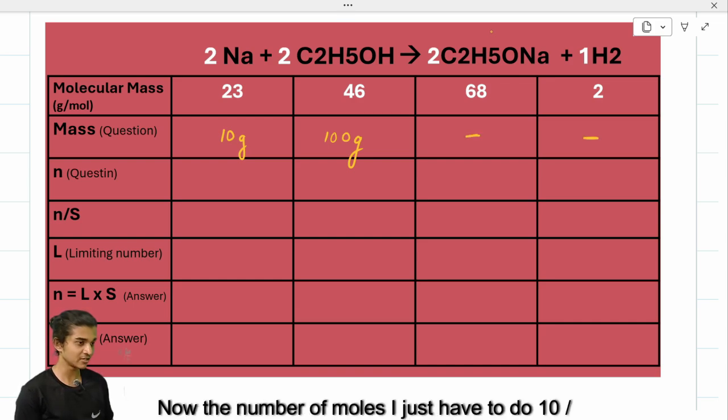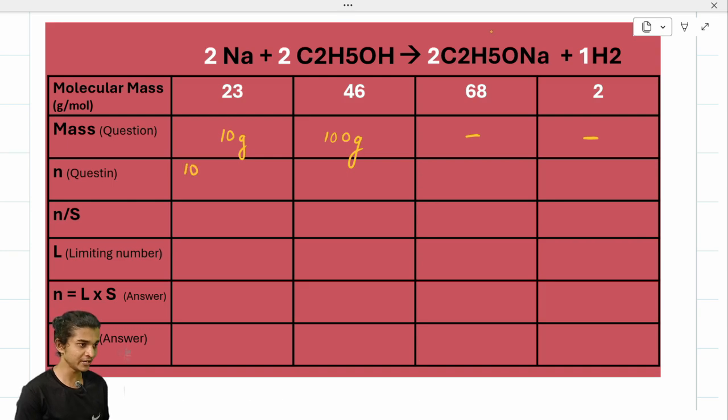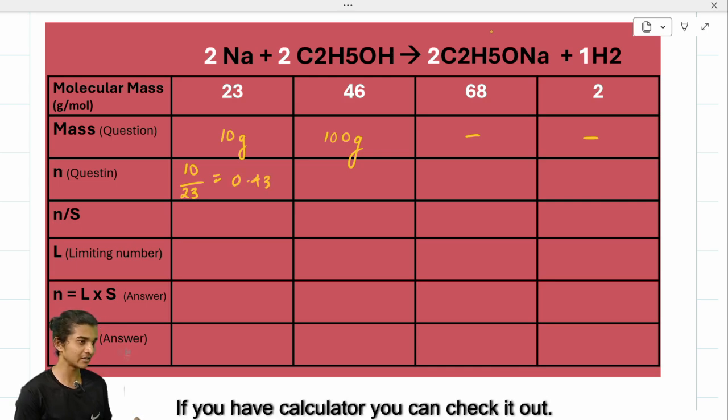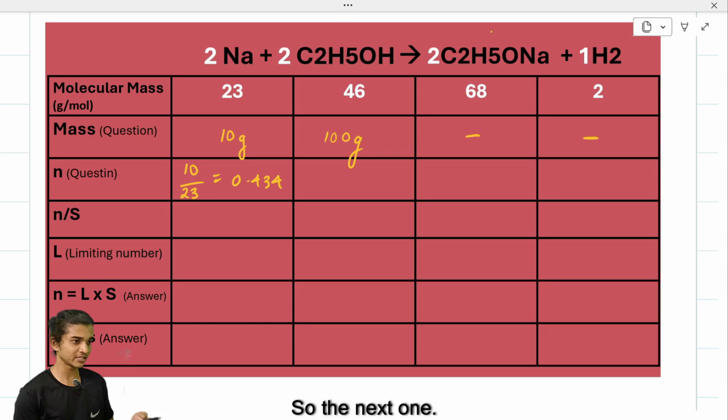Now for the number of moles, I just have to do 10 divided by 23, which is 0.434. If you have a calculator, you can check it out. Next, to find the number of moles of ethanol, I take 100 and divide it by the molecular mass. So 100 divided by 46 is going to be 2.17, and this column is just nothing.